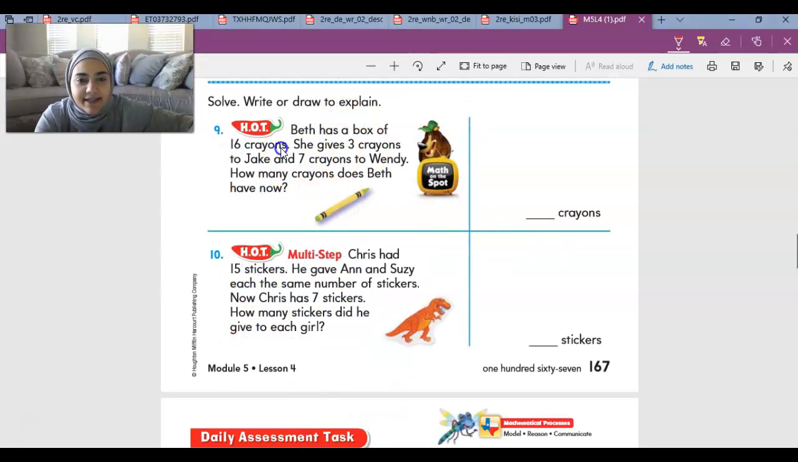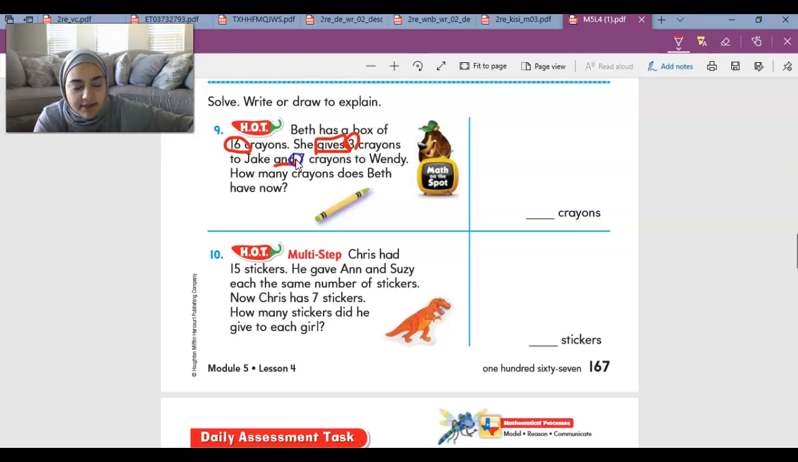All right, well, let's see. Beth has a box of 16 crowns. Whenever you have word problems and you read them, you need to show your strategies. You circle the numbers, you underline the labels, you underline the question, okay? So Beth has 16 crowns. She gives, that's a keyword, you box keywords. She gives 3 crowns to Jake.